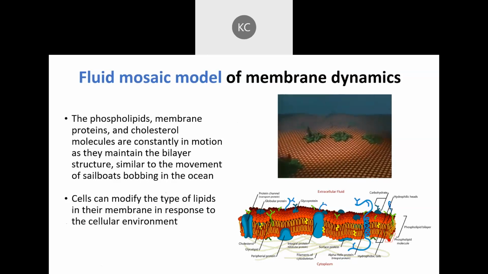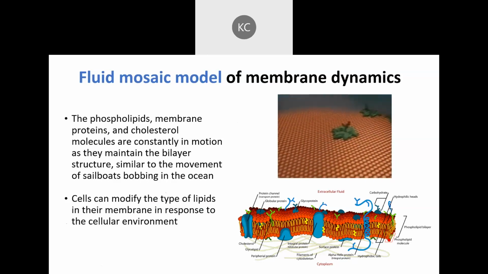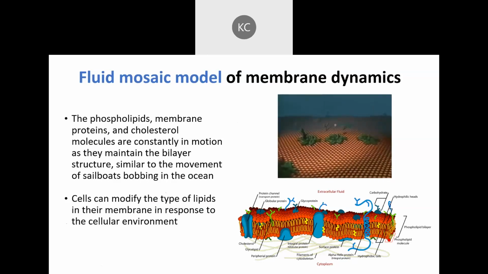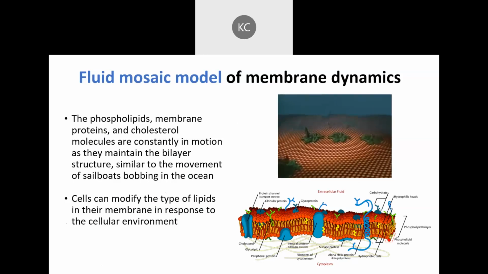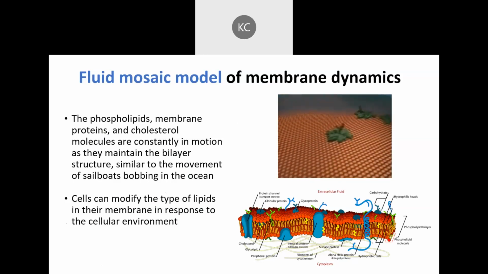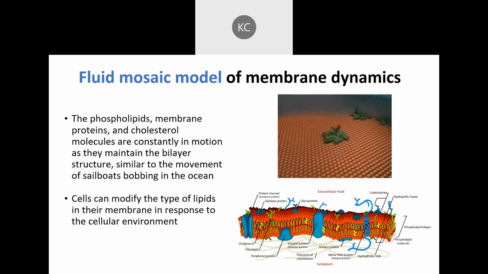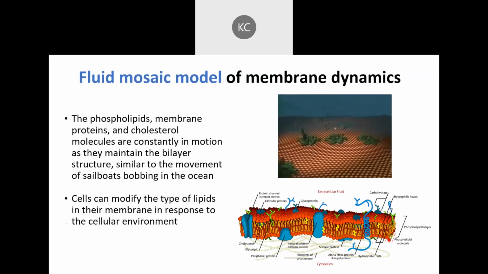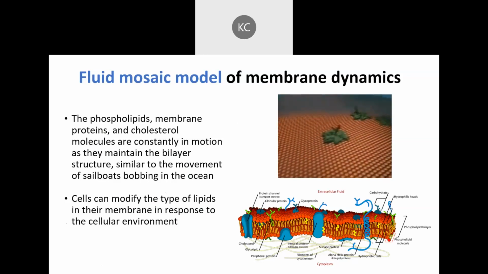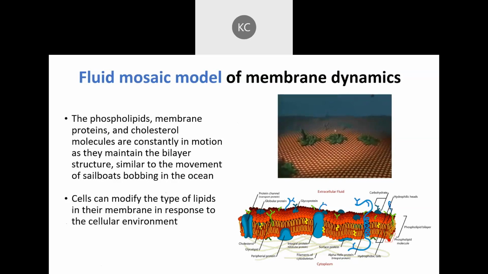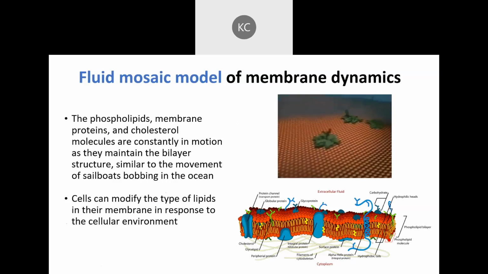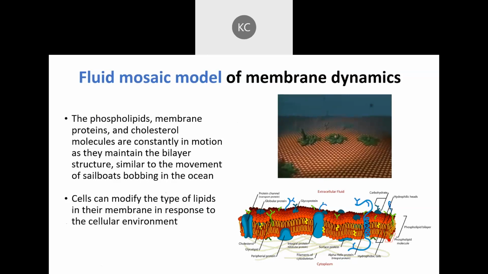Meaning that it is fluid, so it's not rigid, it's not static, it's not just stiff like a board. And then mosaic, meaning that it's not uniform in what it's made of. It's not made of just one thing, but it's a mosaic of different molecules. So you have phospholipids, you have things that have carbohydrate groups attached, so glycoproteins, you have cholesterol, you have proteins that are on the inside of the membrane, you have proteins that are on the outside, you have proteins that span the whole width of the membrane. And so this fluid mosaic model is a very good description of this plasma membrane.